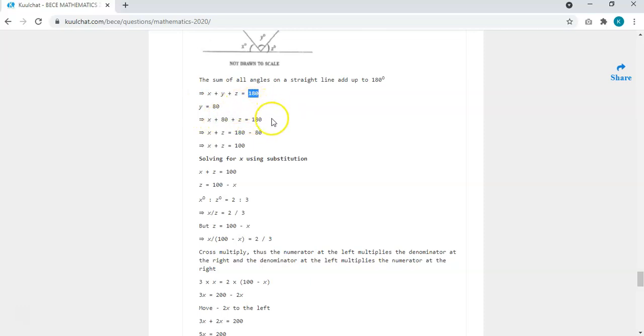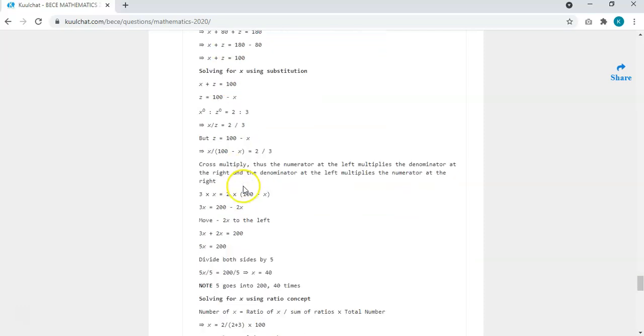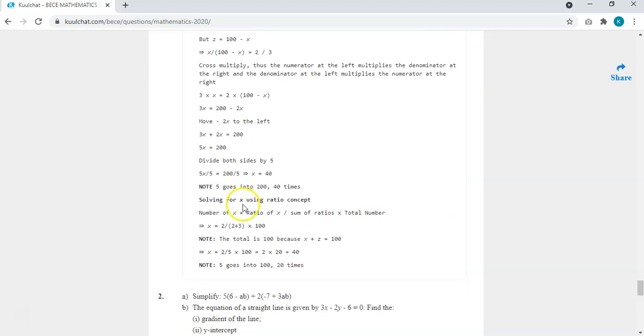This 80 can come here, it is positive, so it becomes negative. Then 180 minus 80 should give you 100. So we know the sum of x and z to be 100. So you can use the ratio concept to solve for it. In the ratio concept, like I said, the number of x is going to be the ratio of x over the sum of ratios times the total number. So x will be 2 over the sum of the ratios times our 100. So we have 2 over 5 times 100. 5 goes into 100 20 times, so you get 2 times 20, which gives you 40.